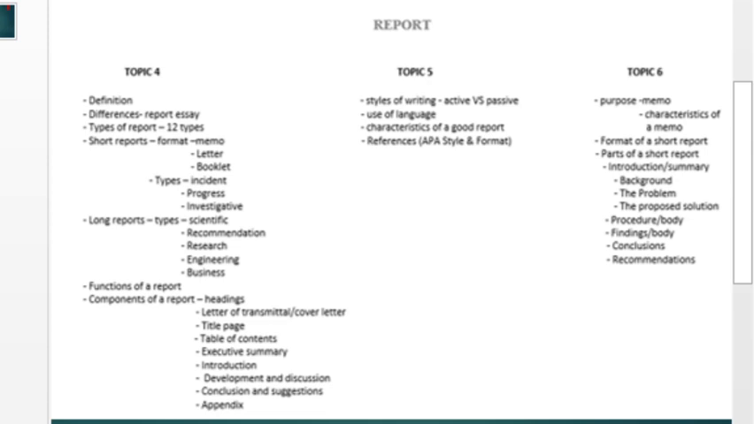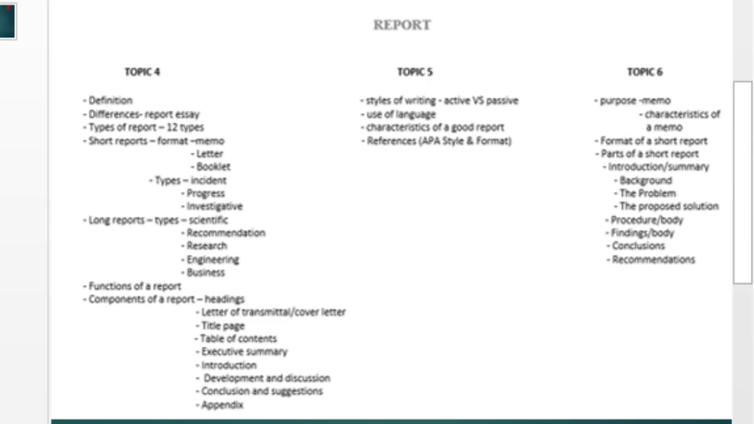So after we've seen two types of general report, which is the short and the long, we are also looking at the functions of report in topic 4. So reports generally have their own function for us to update on what has been done, on what has been solved, and what has been found, and also what is being done and will be done also.